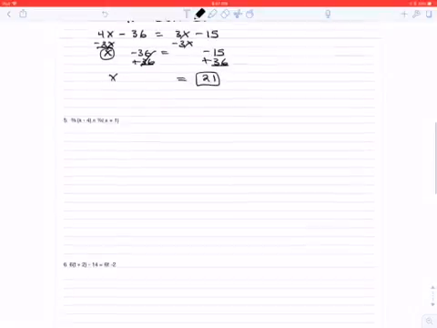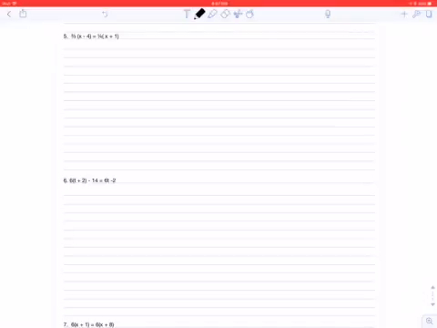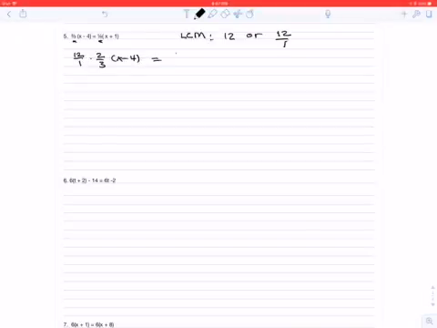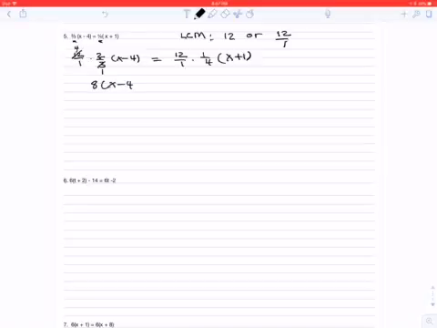Number 5, another equation with fractions. So if I look at the denominators, 3 and 4, they both go evenly into 12. So I'm going to multiply both sides by 12 or the equivalent, 12 over 1. So I have 12 over 1 times 2/3 times x minus 4 equals 12 over 1 times 1/4 times x plus 1. So 3 goes into 3 once times 12 4 times. So 4 times 2, that's 8 times x minus 4 equals 4 goes into 4 once and the 12 3 times. So 3 times 1, that's 3 times the x plus 1.